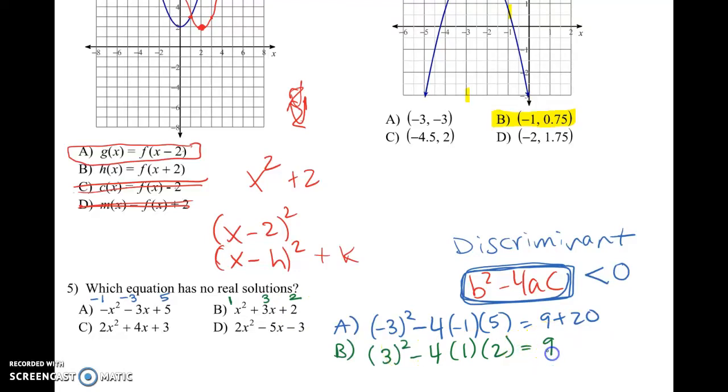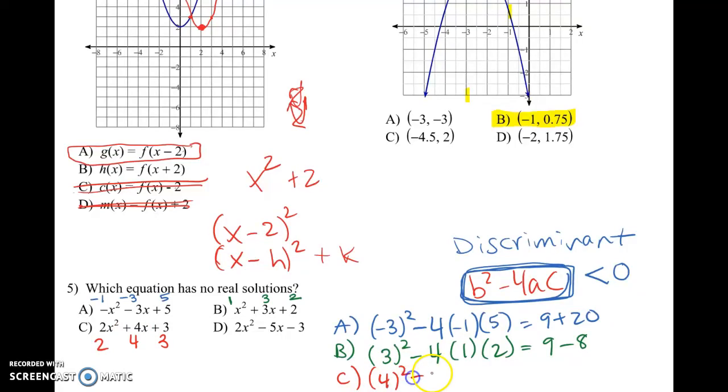So 3 squared is 9. Negative 4 times 1 times 2 is negative 8. Again, that's positive 1. That's not going to give me a negative. So let's try C. A is 2, B is 4, C is 3.